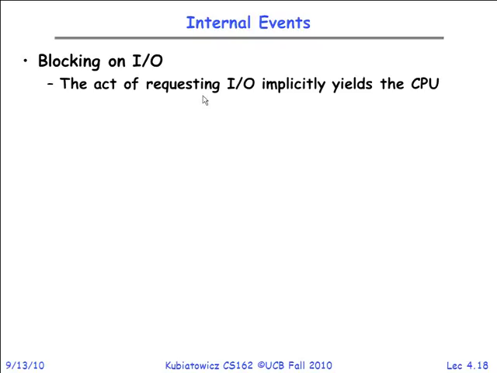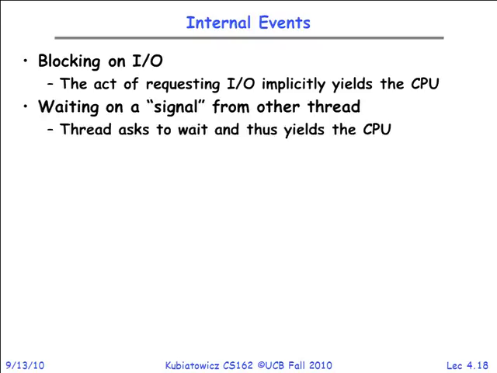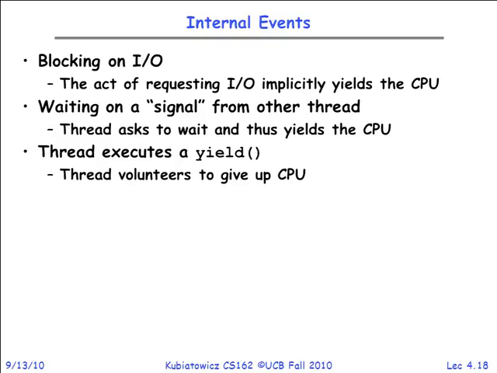Waiting on a signal. Here's another example where a thread is going to wait for another thread to do something. Effectively, you're getting put on a wait queue. You've given up your CPU. Here is the one we're going to talk a lot about for the rest of the lecture, called yield. This is an example where the thread says, well, I'm still computing, but I'm going to give up the CPU for a little while. I'm going to yield the CPU.